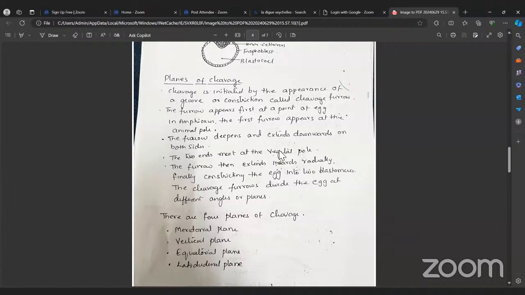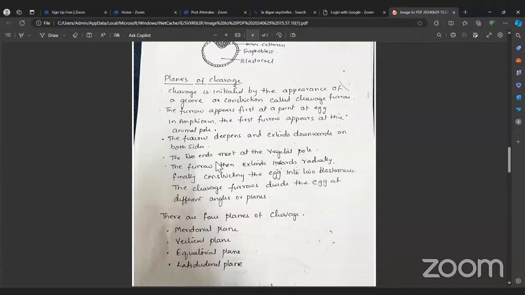The two ends meet at the vegetal pole. It starts with the animal pole and then meets at the vegetal pole, thereby dividing it into two complete cells. The furrow then extends inwards radially, finally constricting the egg into two blastomeres. The cleavage furrow divides the egg at different angles and planes. So generally the constriction starts, and it starts dividing.